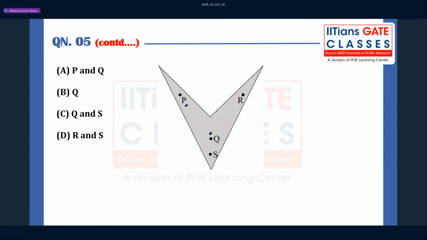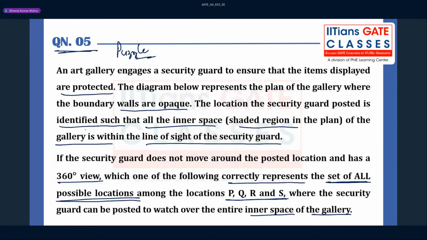If you post the security guard so that he can watch the entire space of the gallery, which option is going to be correct here? If you post here, you can connect everything, he can see everything. So the answer for this question will be Q and S. It's a very simple question. You just have to go through it.